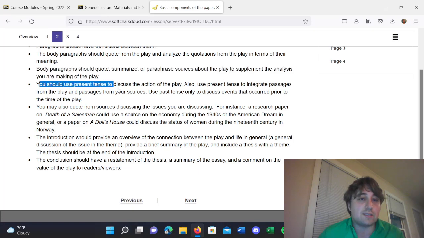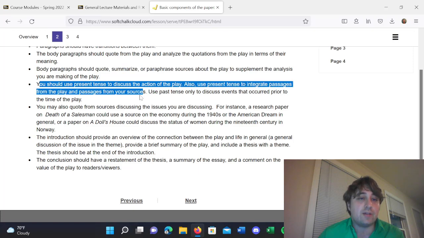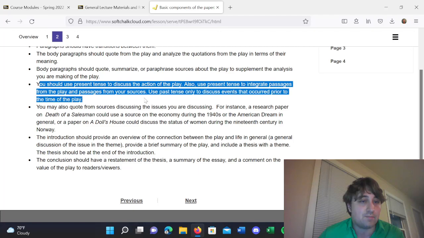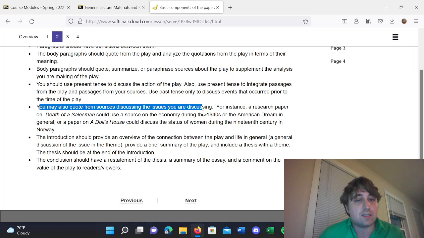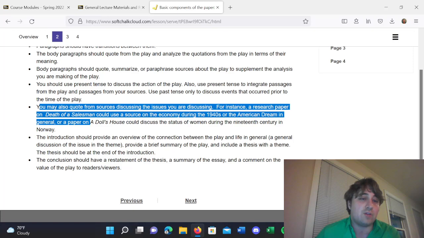You should use present tense to discuss the action of the play. Also use present tense to integrate passages from the play and from your sources. Use past tense only to discuss events that occurred prior to the time of the play. You may also quote from sources discussing the issues you're discussing. For example, a research paper on Death of a Salesman could use a source on the economy during the 1940s or the American dream in general.